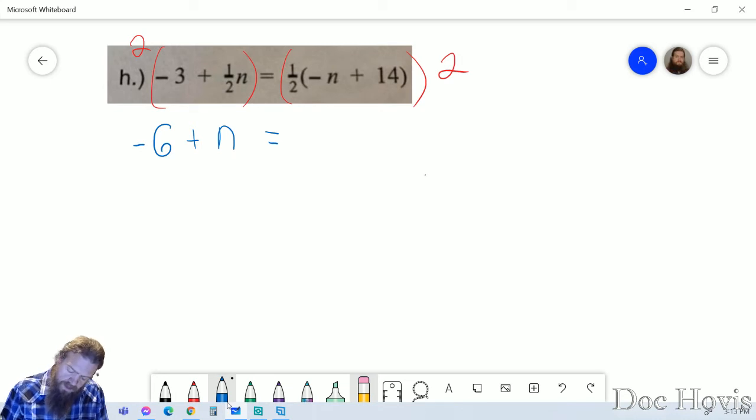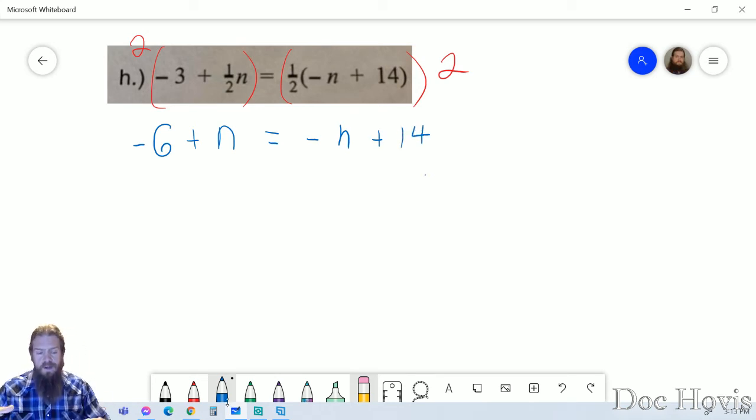Now, the 2 times the 1/2, again, that cancels out. Do we multiply the 2 times everything inside? And that's where everything gets a little tricky. No, we don't. That's actually going to cancel that out. So you have 2 times 1/2 giving us a 1. That 1's on the outside, so that's actually what would get multiplied times everything on the inside. So 1 times negative n just gives us our negative n. 1 times 14 just gives us our 14.